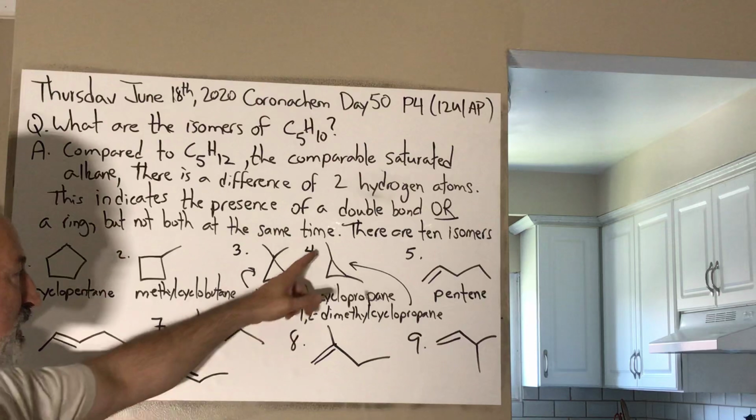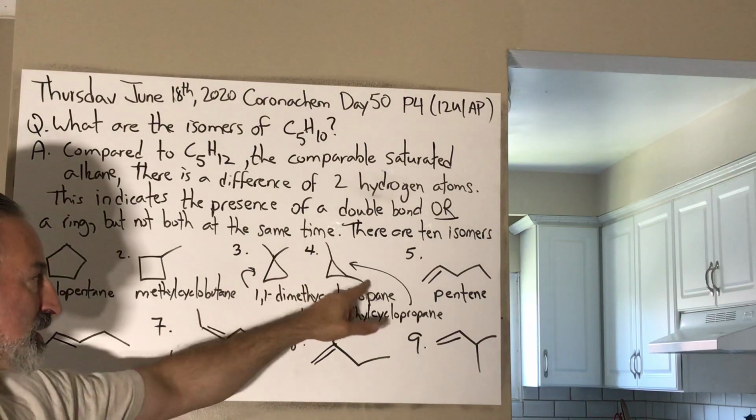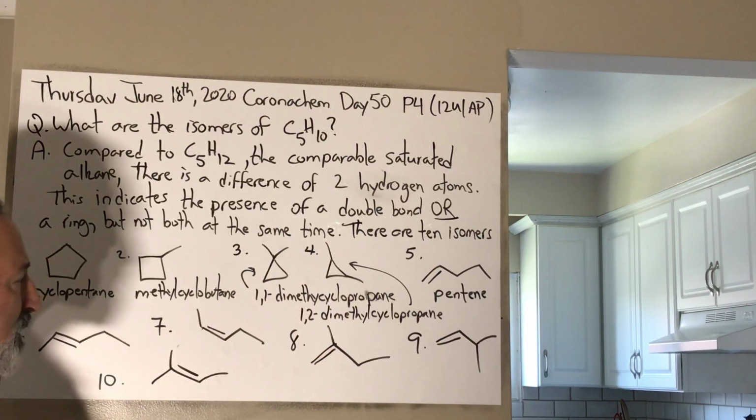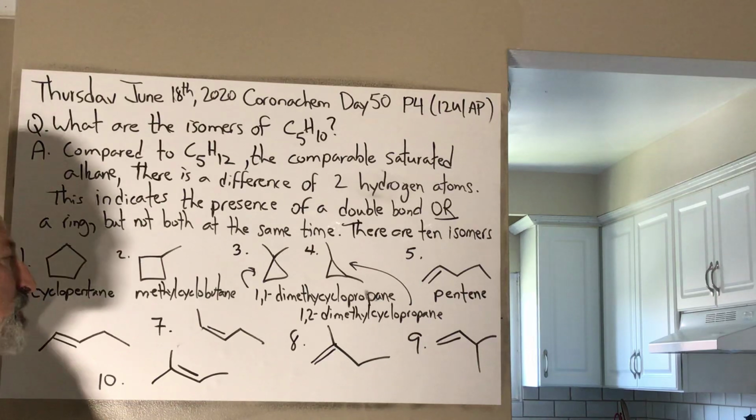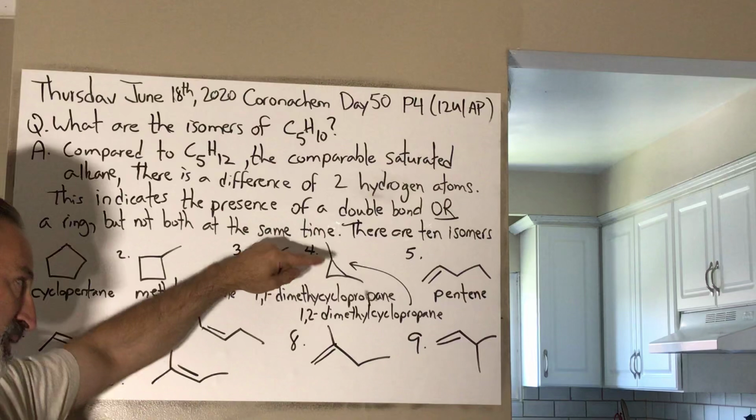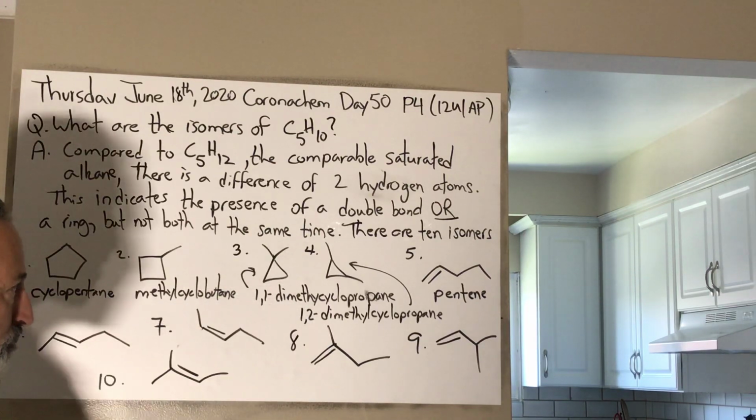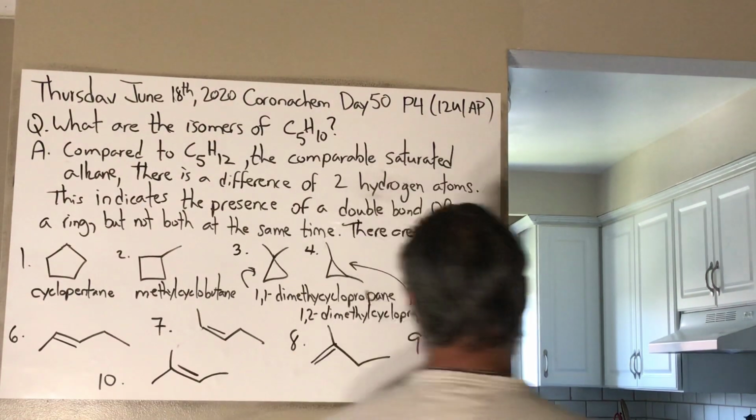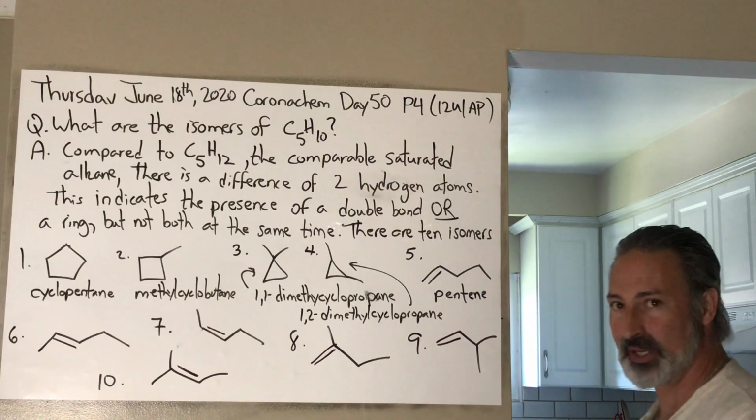The other possibility is you put one at the first position, another one at the second position. That would be called 1,2-dimethylcyclopropane. If you go to the third position, it's still 1,2, because then you would number it the other way. Then that exhausts all the possible ring isomers.